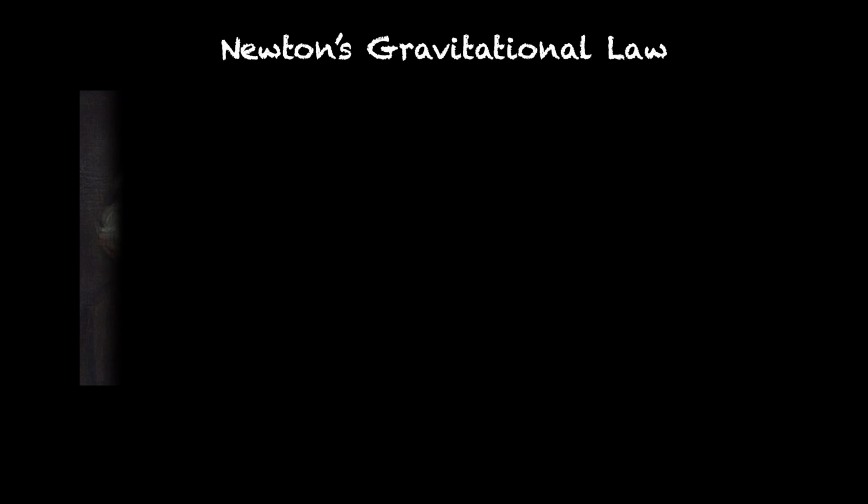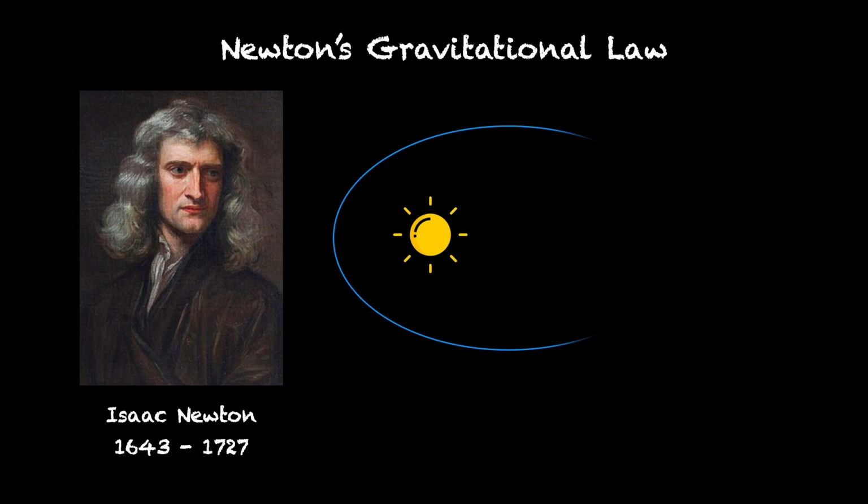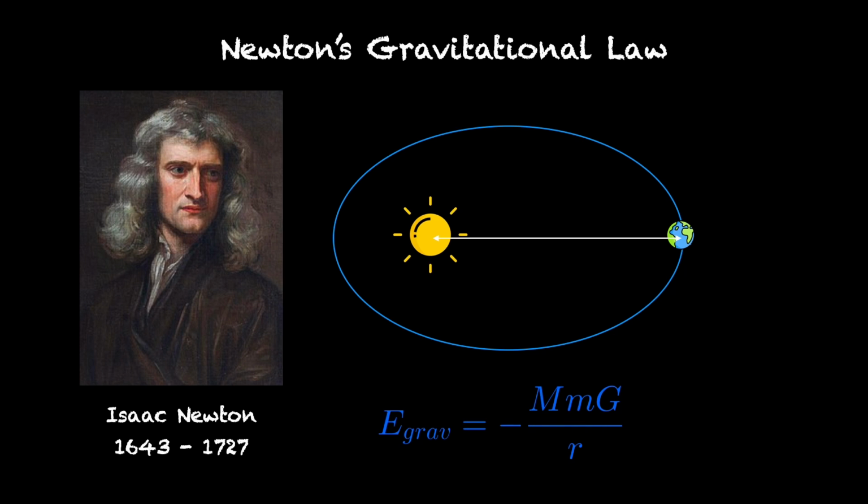We start with Newton's famous gravitational law and write down the energy of the Sun-planet system. This is only one part of the total energy, namely the potential energy, since it is only dependent on the distance r between the two celestial bodies. The capital M stands for the mass of the Sun, the small m is the mass of the planet, and the capital G is the gravitational constant.